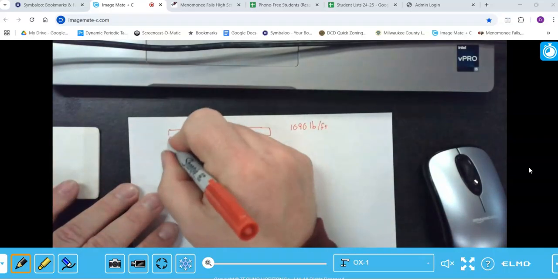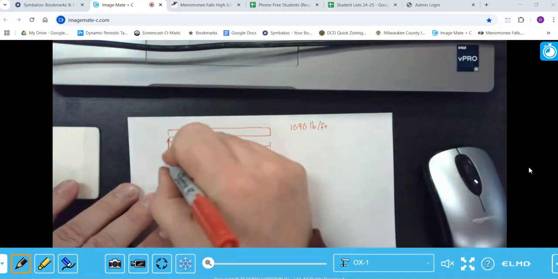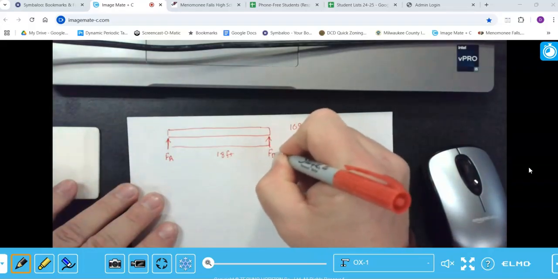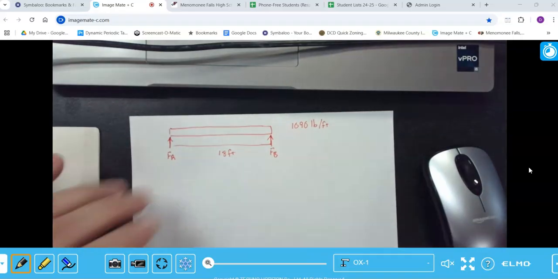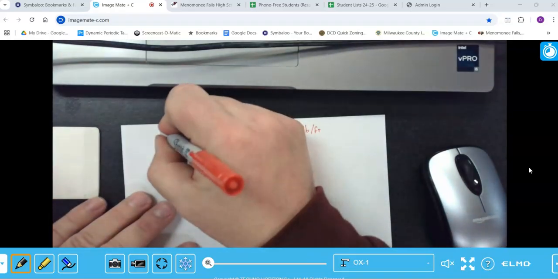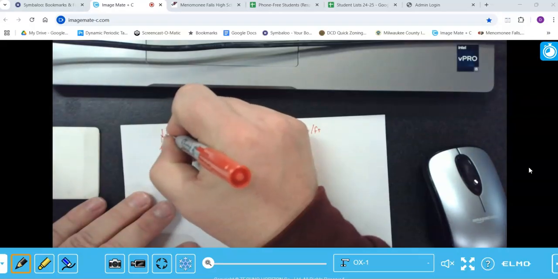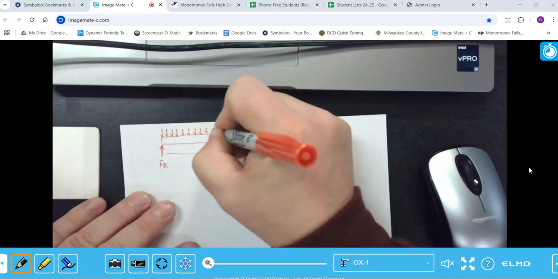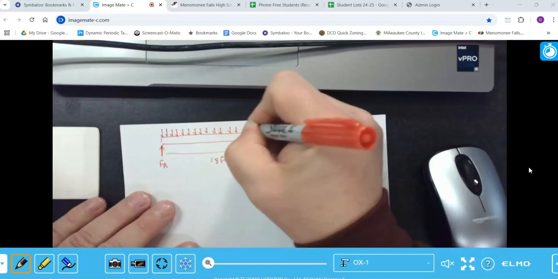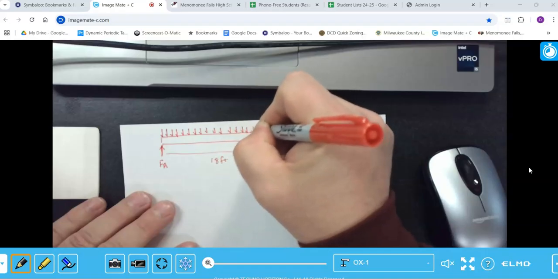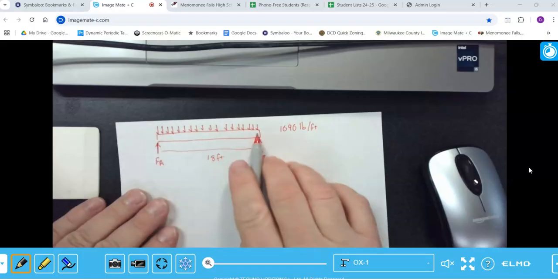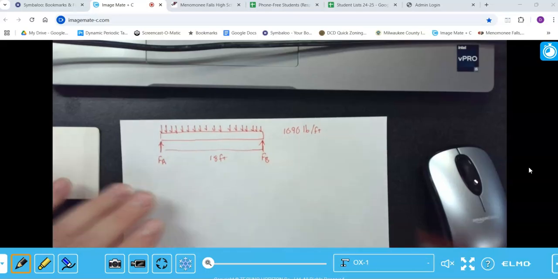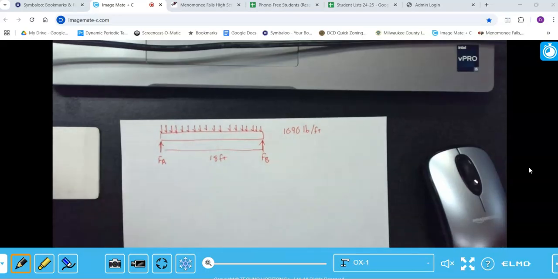So if I want to draw my reaction forces, I have force A going up here, and I have force B going up here. Sometimes people write RA and RB because those are reaction forces, because they're holding it up. And then across this beam, 1, 2, 3, 4, 5, 6, 7, 8, 9, 10, 11, 12, 13, 14, 15, 16, 17, 18. I have 18 forces, and each one of them is 1090. So that's how you initially process what the beam looks like with a free body diagram.